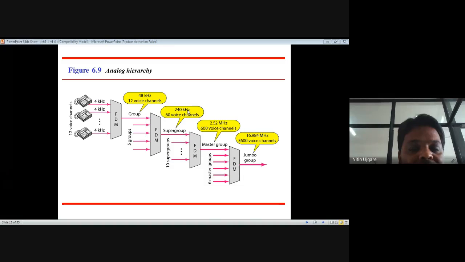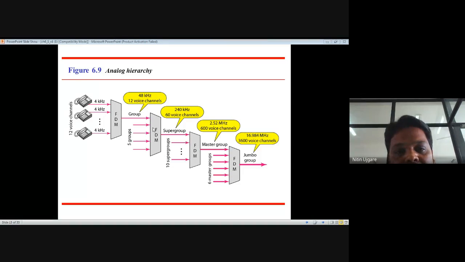We are producing a composite signal with 240 kilohertz, and this 240 kilohertz composite signal accommodates the 60 voice channels, because in each group there are 12 voice channels, and we have such 5 groups. So 12 into 5, 60, and each group has the bandwidth of 48 kilohertz. So that means 48 into 5. The final or resultant composite signal that we are multiplexing has the bandwidth of 240 kilohertz.